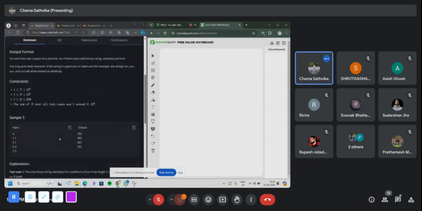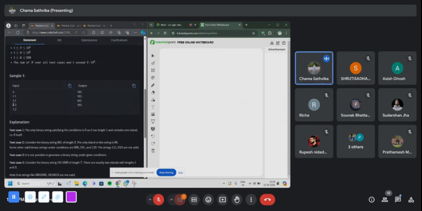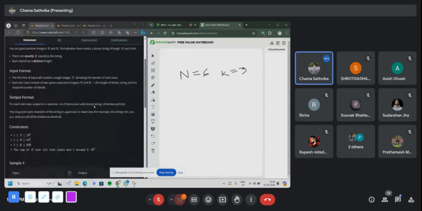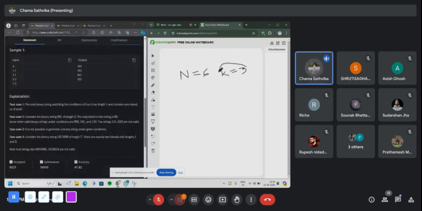Yeah, here, first let's take 6 and 3, where n equals 6 and k equals 3. Here, one thing we need to remember is the length of each island should be distinct. So, here our k value is 3 and n value is 6. We need to check whether these three islands are possible in a string of size 6.